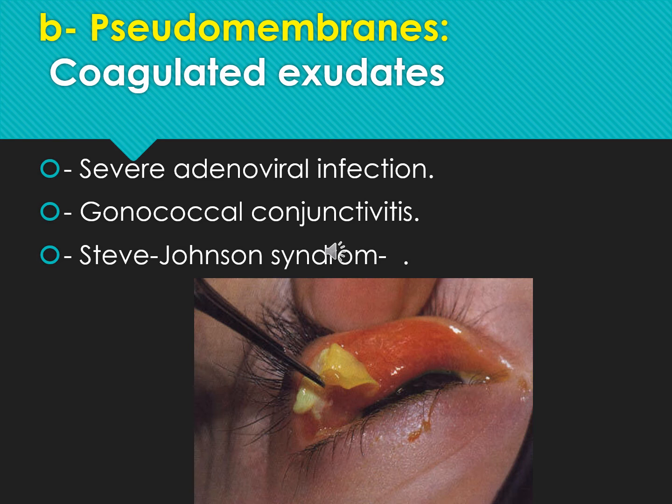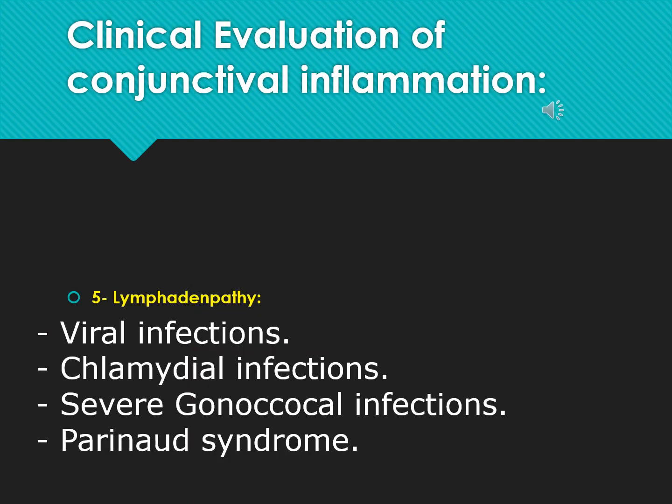This can happen in severe adenoviral conjunctivitis, gonococcal, and Stevens-Johnson syndrome. As part of systemic assessment for a patient with conjunctival inflammation, you can examine for lymphadenopathy. The preauricular and submandibular lymph nodes should be examined, and lymphadenopathy occurs in viral conjunctivitis, chlamydial conjunctivitis, severe gonococcal infection, and in Parinaud syndrome.